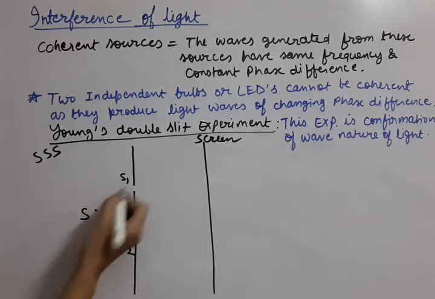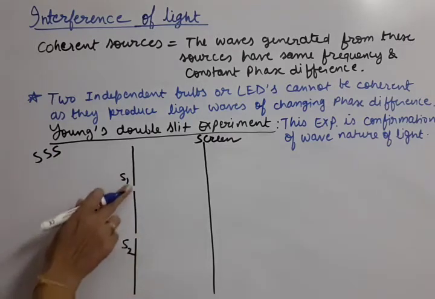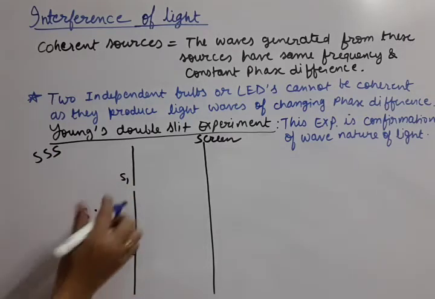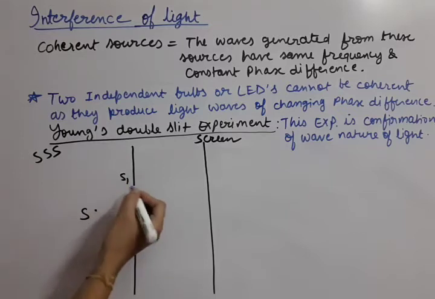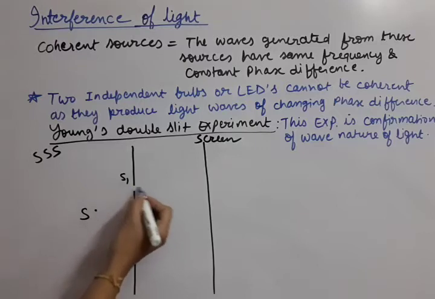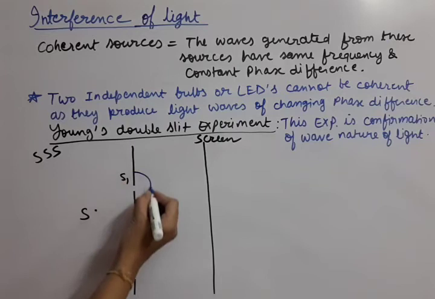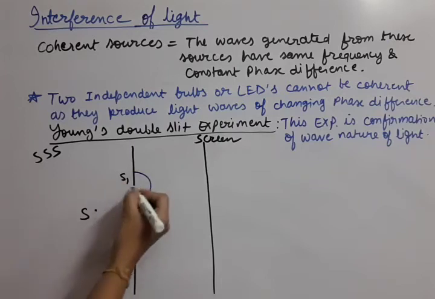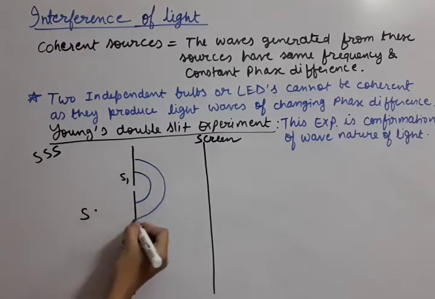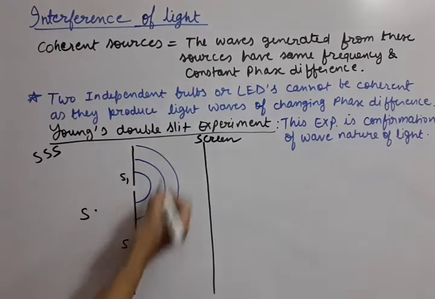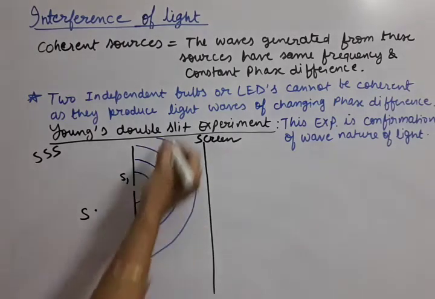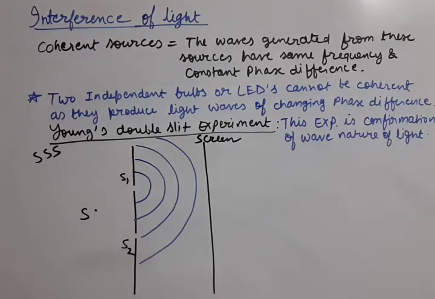See, first of all, light will come from the single source. It will be reaching at the slits. Now each of the slits is again a point source of light. From here also light will come. Now we know that according to Huygens theory, a point source of light generates spherical wavefronts. So first wavefront, second spherical wavefront, third wavefront. This way a number of wavefronts will be generated.